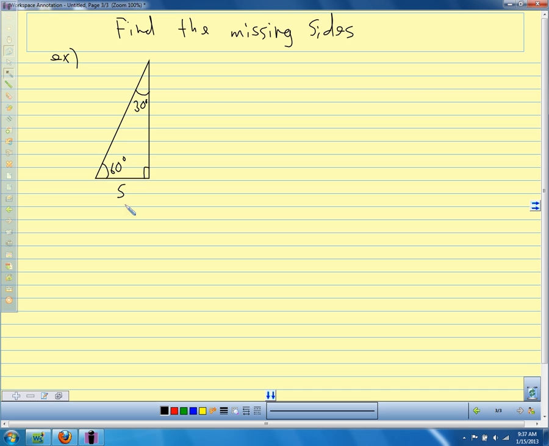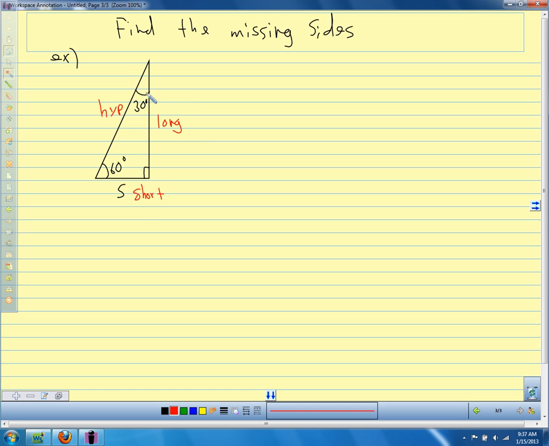So like I suggested yesterday, to solve these problems, label your sides. So is 5 the short side, the long side, or the hypotenuse on this triangle? 5 is the short side. This side over here, is this the long side or the hypotenuse? This is the long side. And that leaves this side to be the hypotenuse.